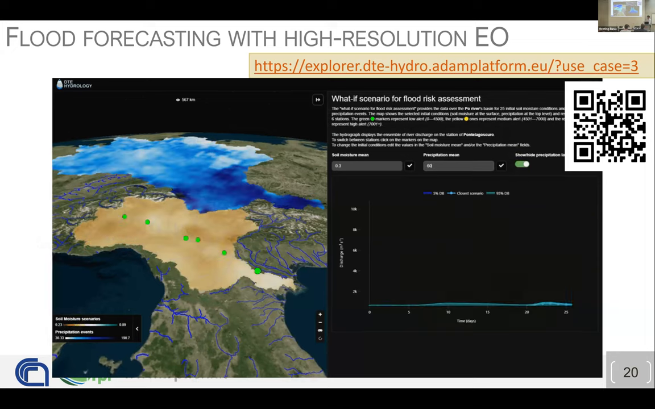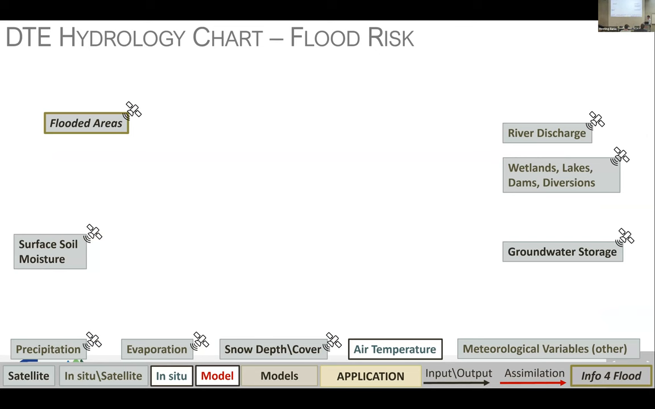But building this requires a workflow. Nobody understands the workflow done by others, particularly for precipitation. So you don't have to understand the workflow, but you should understand that each box here is, for instance, the precipitation product, evaporation product, moisture product, flooded area. Each box is developed by one of the partners. So there is a team behind this.